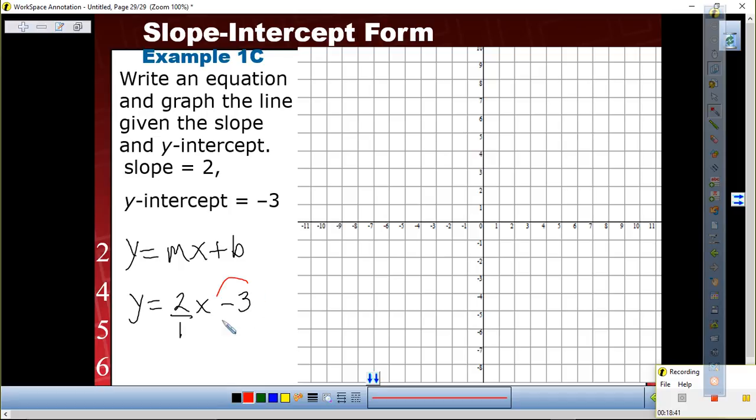All right, let's graph this. We start at negative 3, which is right there. And our slope is 2 steps up, 1 to the right. Is that correct? Plot your point. Do it again. 2 steps up, 1 to the right. Plot your point. Do it again. And graph your line.